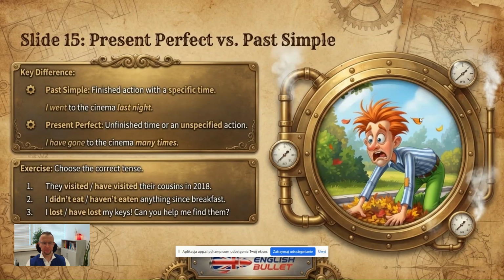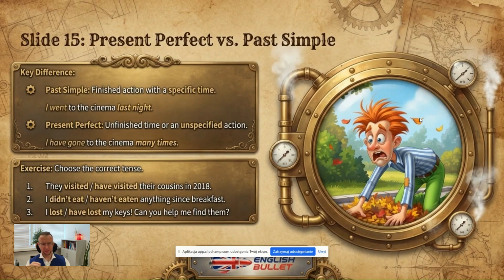So specific time. Present perfect: unfinished time or an unspecified action. I have gone to the cinema, or an unspecified action. So it means that I have gone to the cinema many times. So we don't know how many times, we don't know when it happened. We just know that he has been to the cinema, that he has seen many movies, has got this experience. But we don't have this information about time. So we don't use past simple.